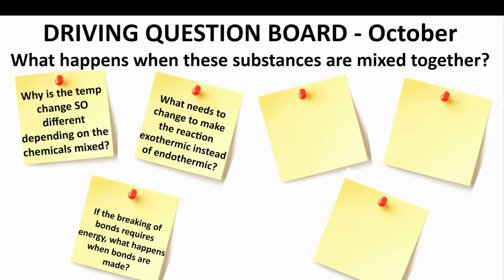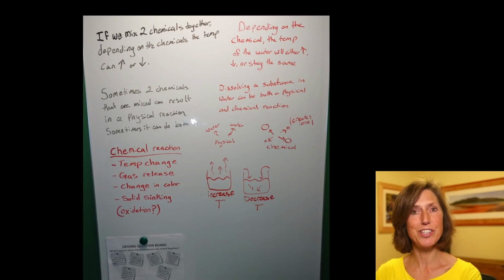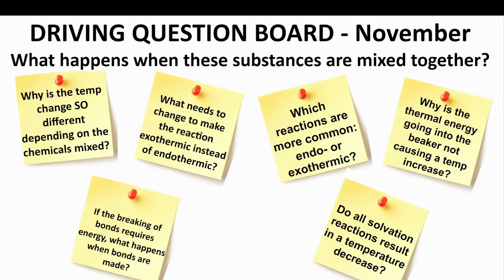And after that exercise, they were able to remove some of the questions, and I also gave them a chance to come up with new questions. Another group whiteboard session led to additional responses, which finally brought us to this month's driving question board as a result of having completed the first 3 bonding storyline lessons. And the one question that students are still struggling with the most is, why is the thermal energy going into the beaker not resulting in a temperature increase? Again, the various reactions that they've done so far were all endothermic. And that very question leads us to the next lesson in this storyline.